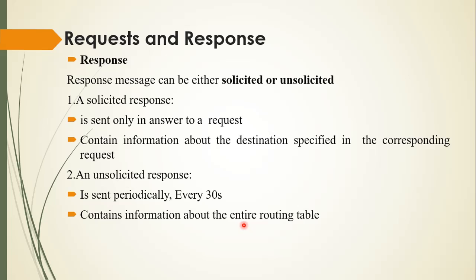Now second is the response message. The response message can be either solicited or unsolicited. A solicited response is sent only in answer to a request. So suppose we get a request, then we only send the response. It contains information about the destination specified in the corresponding request. An unsolicited response is sent periodically, every 30 seconds. It contains information about the entire routing table. In solicited we have information only about the destination, and here we have information about the whole routing table. That is the difference. So the response is always given after we get the request.